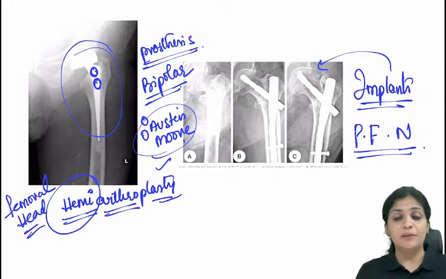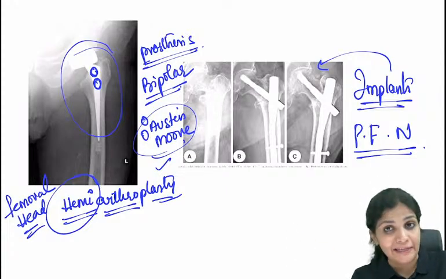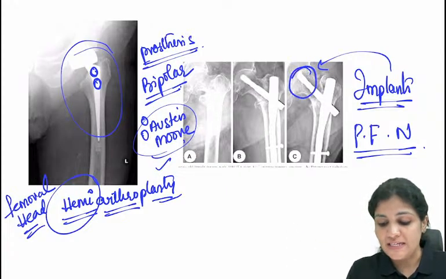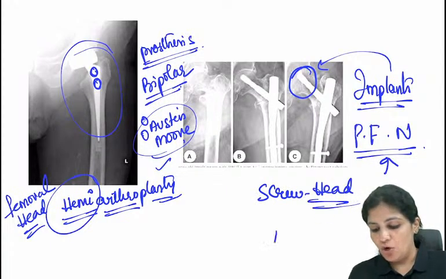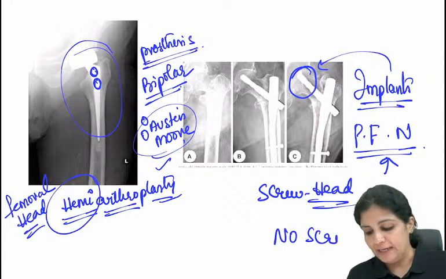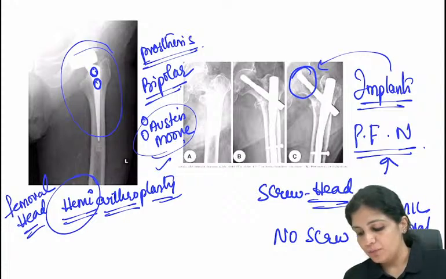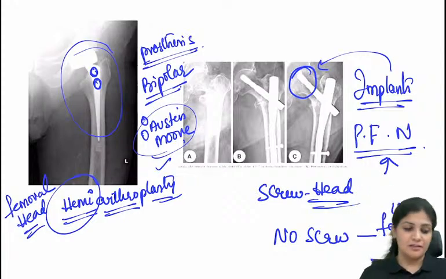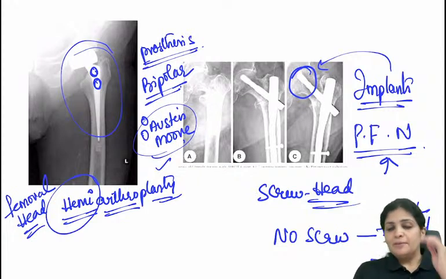How do I identify the proximal femoral nail from just femoral nailing? You see one screw inside the head. If there is a screw inside the head, this is called PFN. No screw inside the head, it is just an intramedullary interlocking femoral nail. Right? Very good, Pratyusha. So this is about your implant.